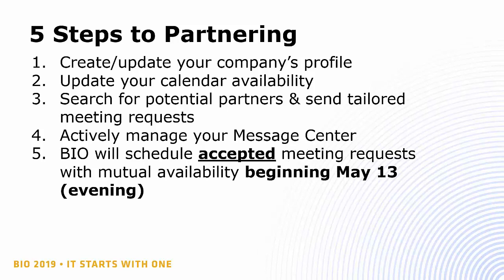And then fifth is really a step that the system sort of takes for you. Bio will begin scheduling accepted meeting requests that have mutual availability beginning on May 13th. So remember that scheduling is going to begin during the evening, Eastern Daylight Time of May 13th. So you will start to see accepted meetings turn into scheduled meetings at that time. When you wake up on the 14th, those will appear for you. Please don't panic if it's 9 a.m. on Monday the 13th and nothing is scheduled yet. Your meetings are coming, we promise.